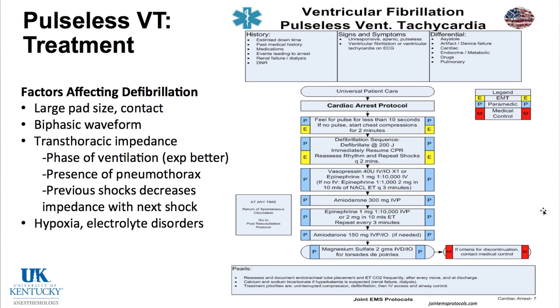And then amiodarone can be used if your defibrillation is unsuccessful. The 300 milligram bolus should be given. Repetitive doses of epinephrine every 3 to 5 minutes, and amiodarone can be repeated as needed. And in the specific case of torsades de pointes, don't forget about magnesium.